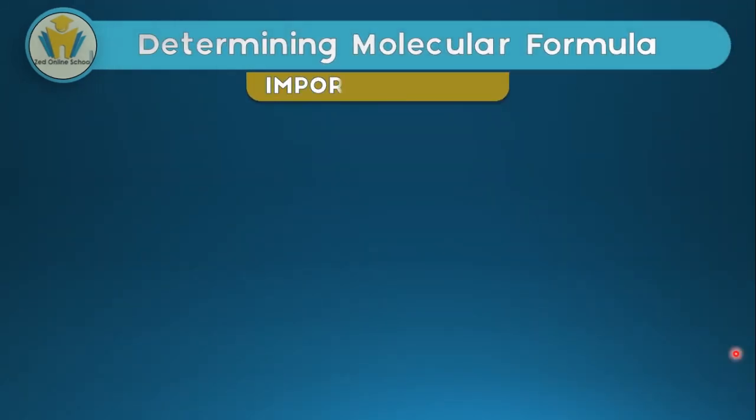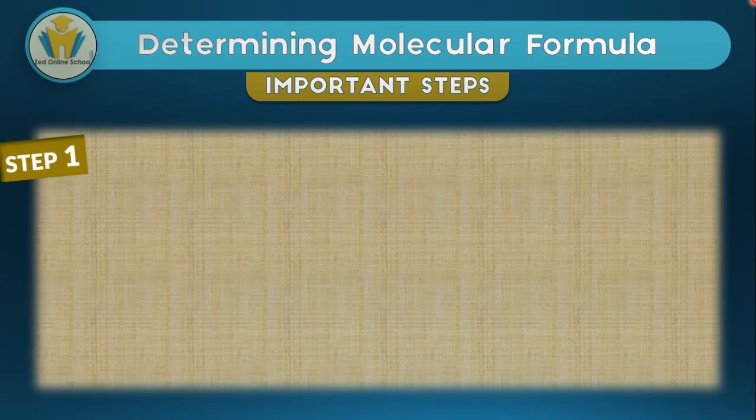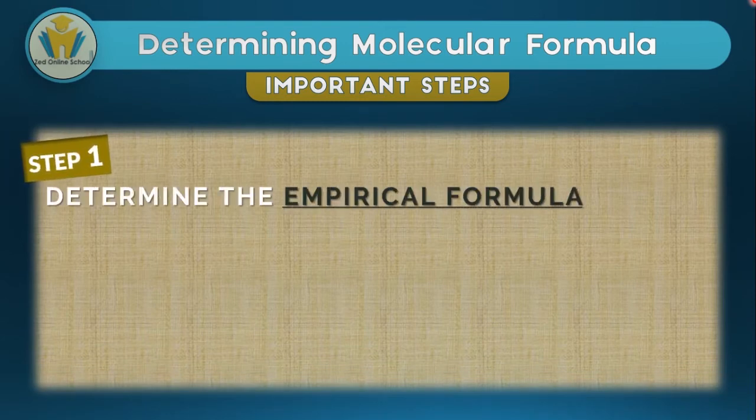They are very important. The first thing is that you should determine the empirical formula. Later in the video, I'll share with you a direct method of moving from the information to the molecular formula. But mostly, your examiner knows that people can easily go to the molecular formula directly. So they will ask you 2 questions at a time. They'll ask you to find the empirical formula and the molecular formula. So the first step is determining the empirical formula.